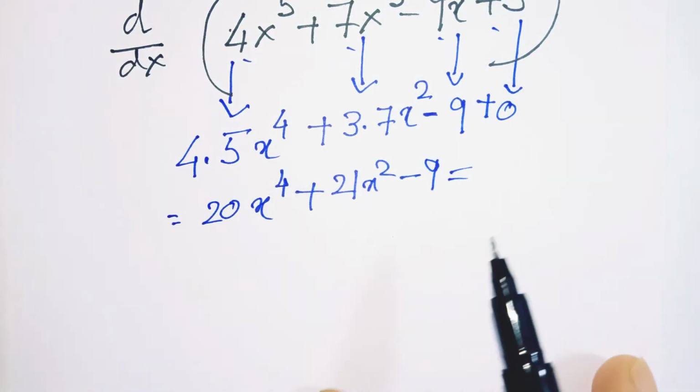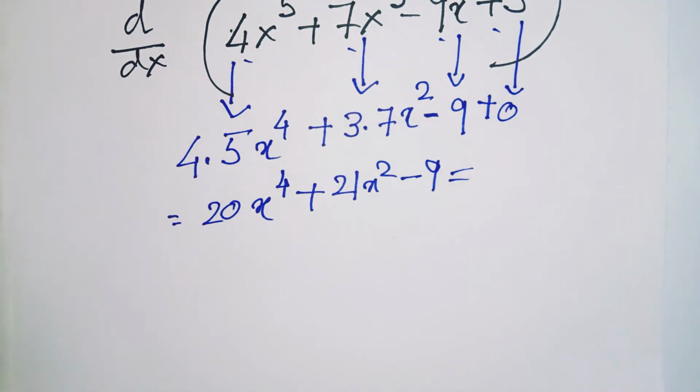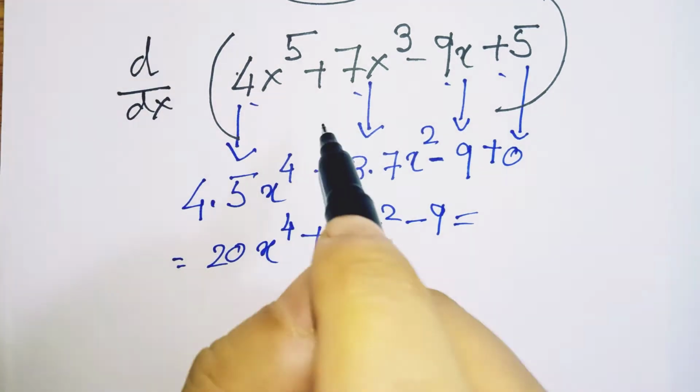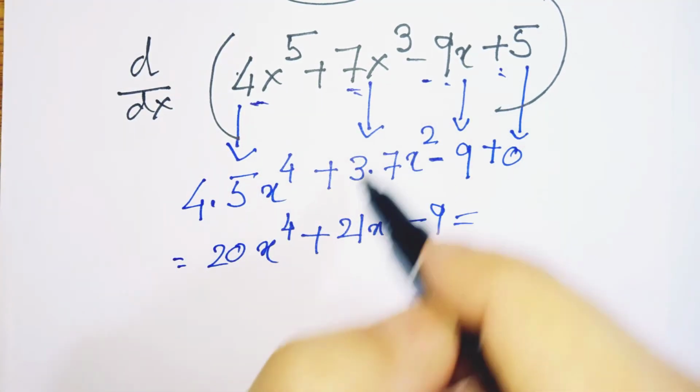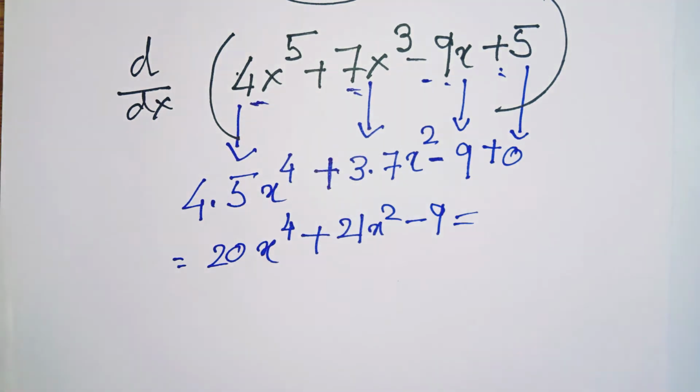So just remember that we have to be careful. We need to find out the derivative of each and every term individually. First, second, third, and the fourth. And we need to put the operators identically. So let us see another example.